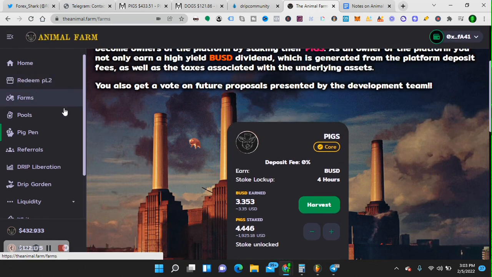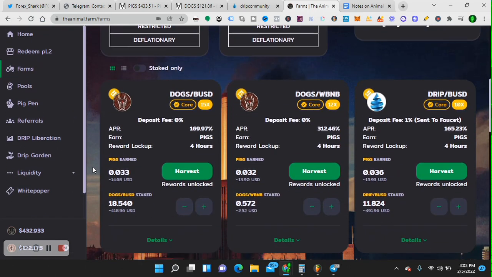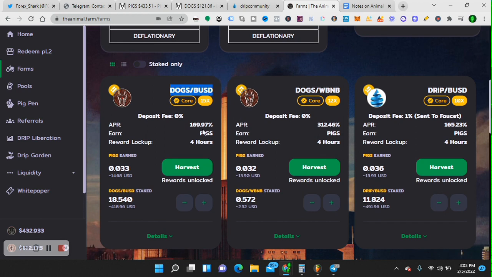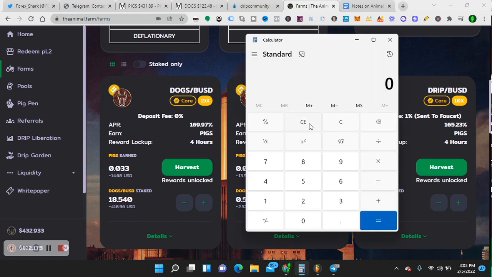Now, if we go to the farms, that's where you provide liquidity, which means you stake two tokens together. For example, Dog Token and BUSD, right? So you pair these two tokens together, you provide liquidity, and you earn interest on it. All these numbers are within the last 24 hours. I harvested 24 hours ago to track this myself. This is another important piece of information. If you do the numbers manually, you will see that they are different than these APRs shown here. So you're actually getting more than what this is saying.